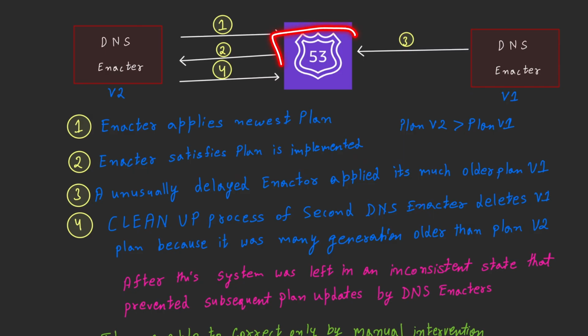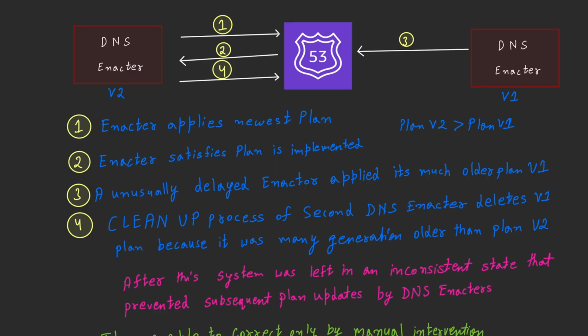it released the lock in Route 53. After the lock is released, this DNS enactor V1, which was unusually delayed, applied its much older plan, V1. Like, the V2 plan was overwritten by the V1 plan. Now, they already had a check that an older plan cannot overwrite a new plan, but that check was not working, for a reason that I will explain later.